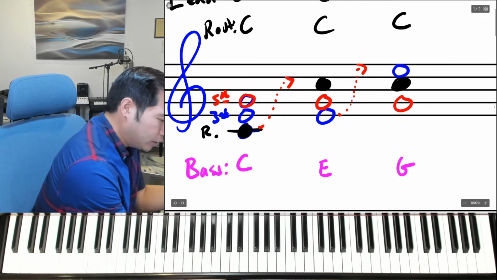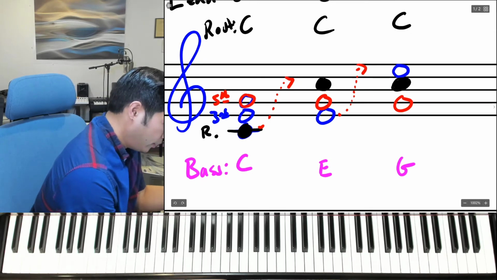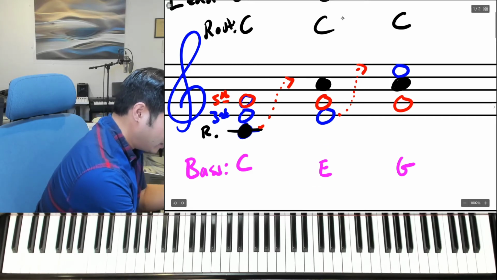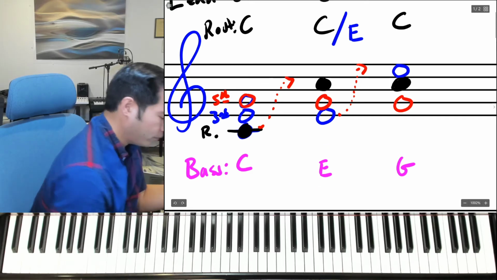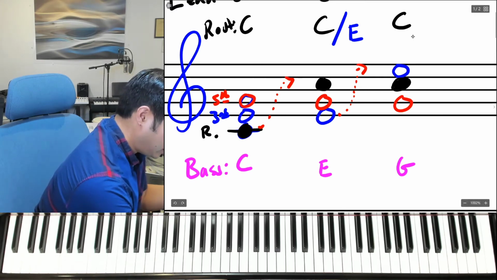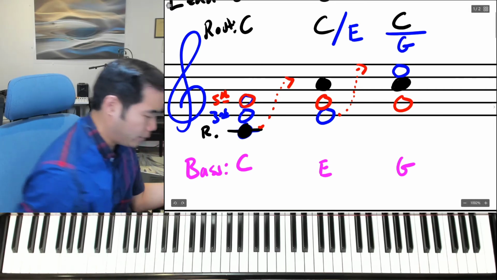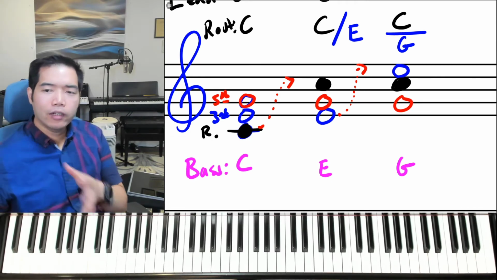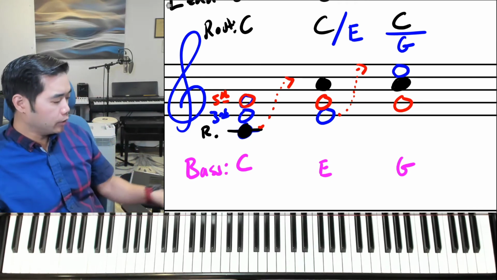If we look at this next one here, the bass note is E, so we're going to write C over E. You could write it like this. You could also write it like this, C over G. Both are acceptable. The letters are always going to be capitalized.